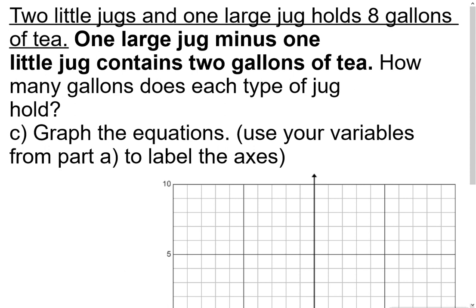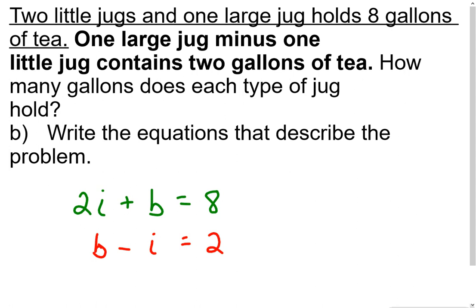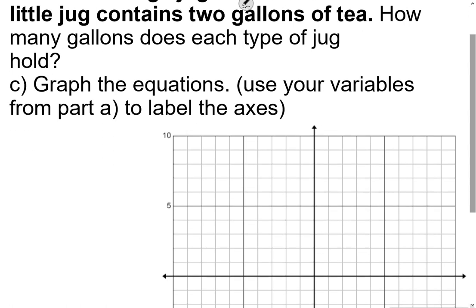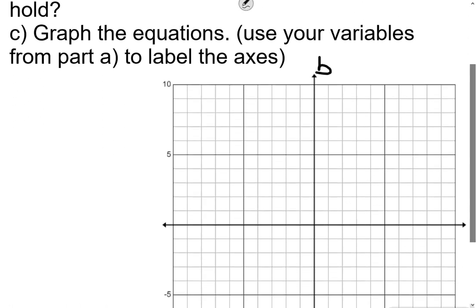Now, we've learned about graphing those, so I'm going to take those 2 equations and I'm going to try to graph them. Now, I think it would be helpful for us to label our axes to start. So we have to decide, do we want the I to be the x-axis or do we want the B to be the x-axis? And it really doesn't matter in this case. So I'm just going to let the I be the x-axis, and the B will be the y-axis. So this is now my B-axis, and this is my I-axis.